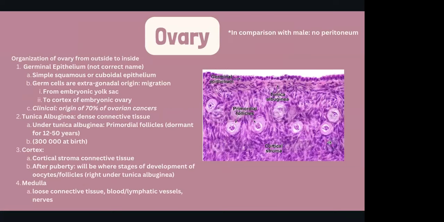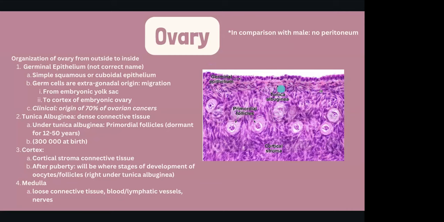Now, let's start from up to down, okay? So let's begin in the ovary. The ovary is lined by germinal epithelium. Dr. Annie says it's not the correct name because it's not producing eggs. The eggs are below it. But yes, it's called germinal epithelium, and it's simple squamous or cuboidal epithelium. The germ cells are extragonadal in origin, and they migrate from the embryonic sac to the cortex of the embryonic ovary. And the clinical part of this is that 70% of ovarian cancers originate here.